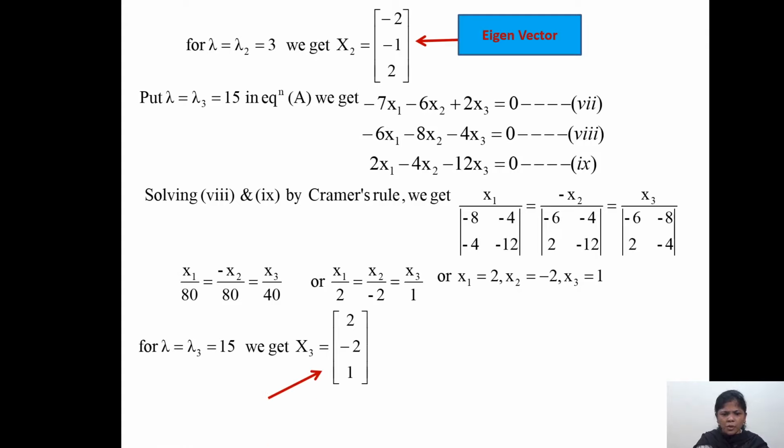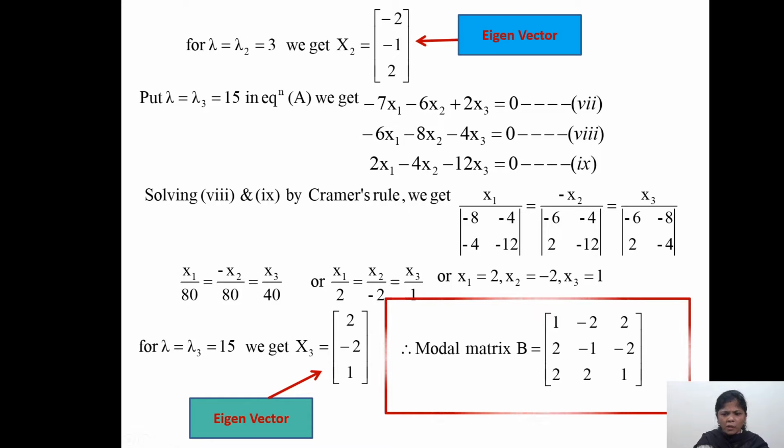So we are in a position to write the modal matrix, that is the matrix of eigenvectors. The first column is the first eigenvector. The second is the second eigenvector, minus 2, minus 1, 2, which is X2. Then this is the third eigenvector. So the matrix of eigenvectors is the modal matrix. Like this we have obtained the desired results: eigenvalues 0, 3 and 15, the eigenvectors given as this, and the modal matrix.